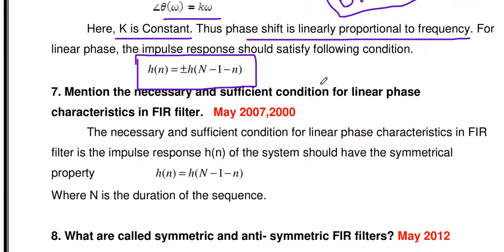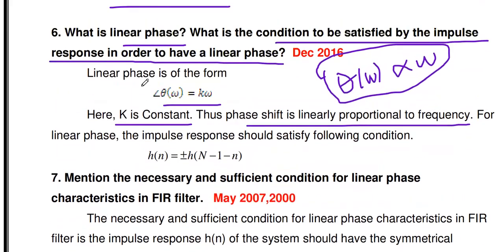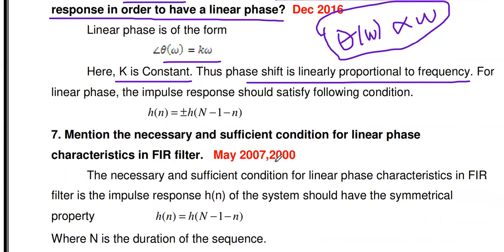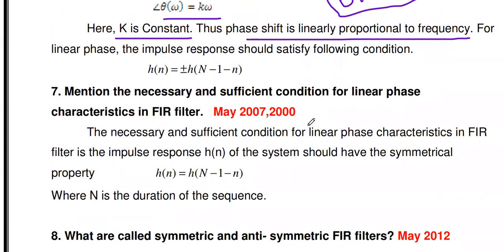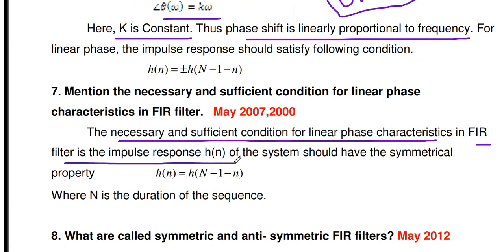Then the next question: mention the necessary and sufficient condition for the linear phase characteristics in FIR filter. The same thing, only the way of asking the question is different. It is a May 2007 and 2000 question. The necessary and sufficient condition for linear phase characteristics in FIR filter is that the impulse response of the system should have symmetrical property.